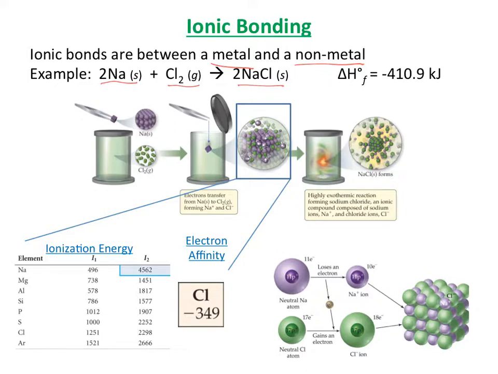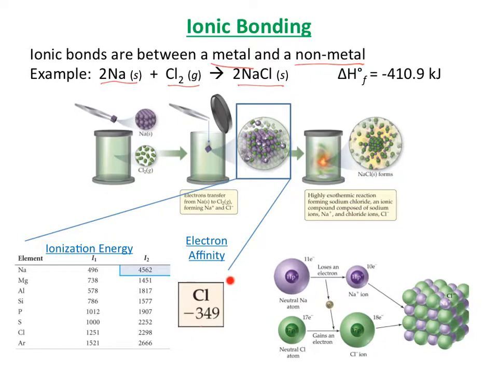So when we think about why this occurs, really we think about sodium. Sodium is going to have a very, very low first ionization energy because it really wants to give up an electron, right? It's in group 1A. If it gives up one electron, it would satisfy its octet rule.